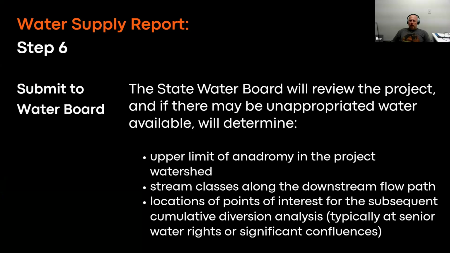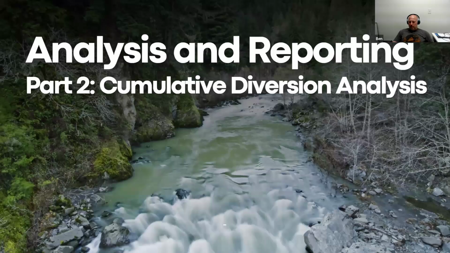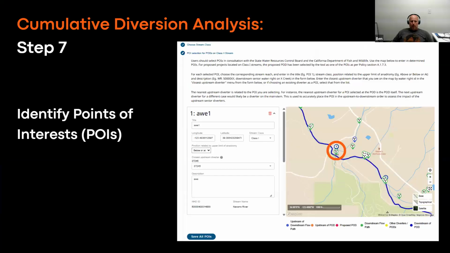And then from there, once you've combined the technical outputs with your other qualitative description around the project itself, you'll submit that to the state board. They'll review the project, and then, as I mentioned previously, provide you back with things around the upper limit of anadromy, the stream class, and the points of interest for subsequent analysis. And that subsequent analysis all happens in the cumulative diversion analysis portion of the application.